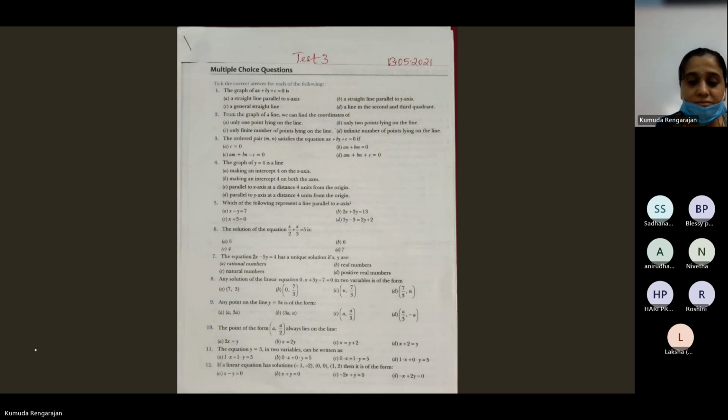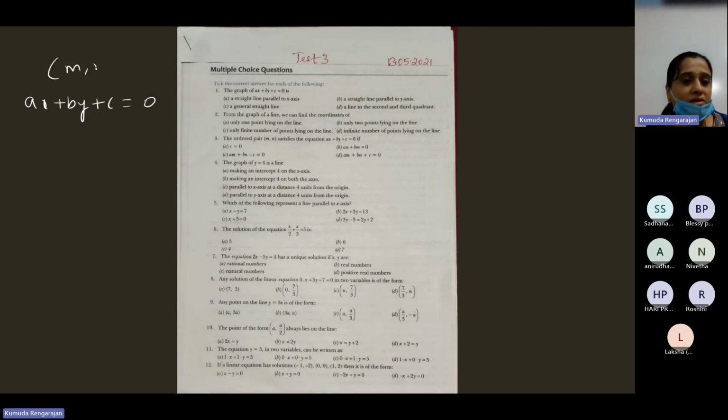Third one: the ordered pair m comma n satisfies the equation ax plus by plus c is equal to 0 if. Now it's given that the ordered pair m comma n satisfies the equation. So how do you check if it satisfies the equation? Where we have x, we use m.